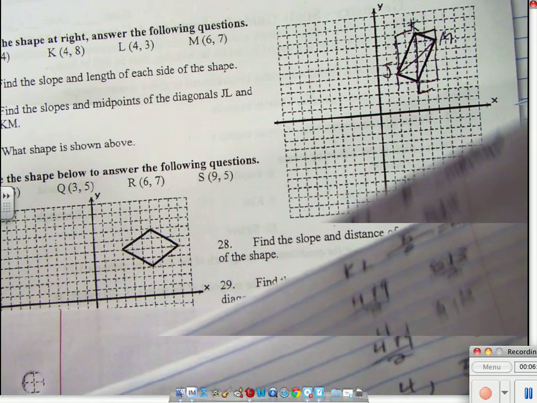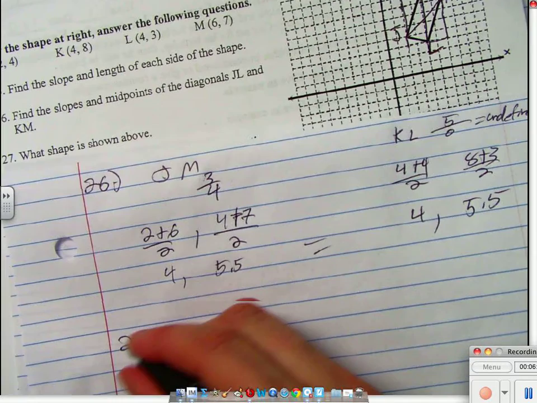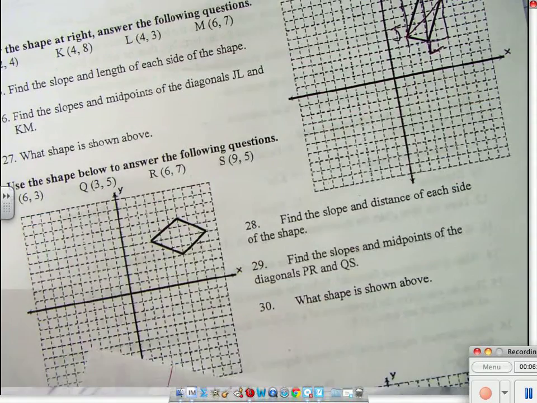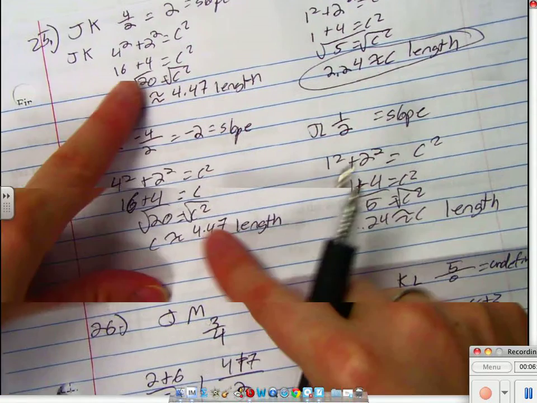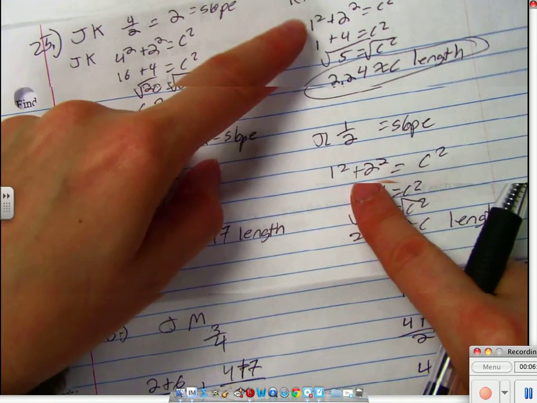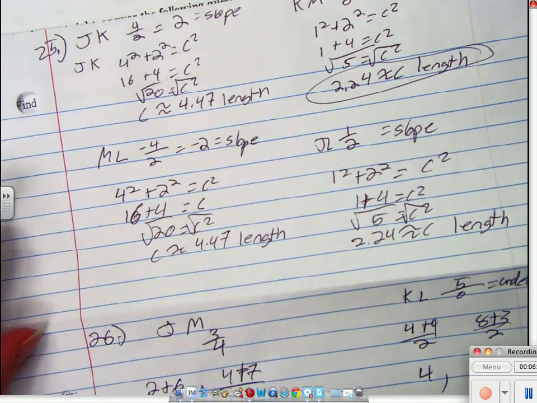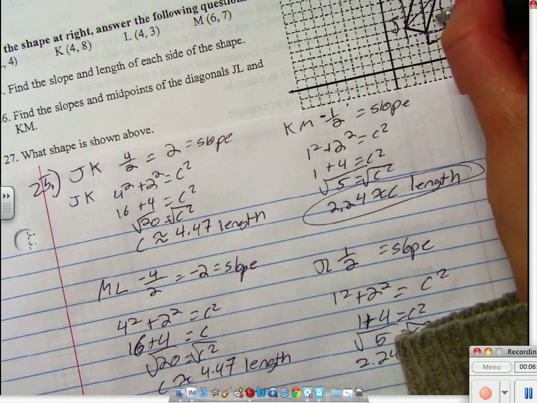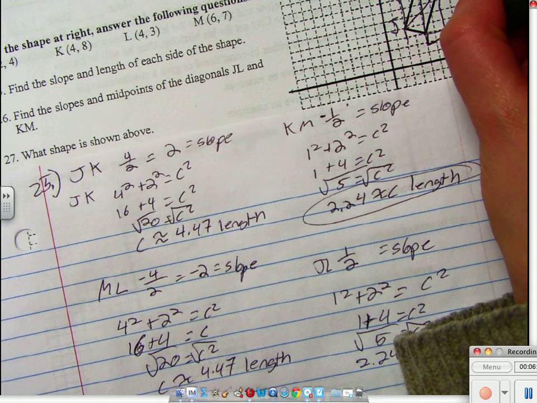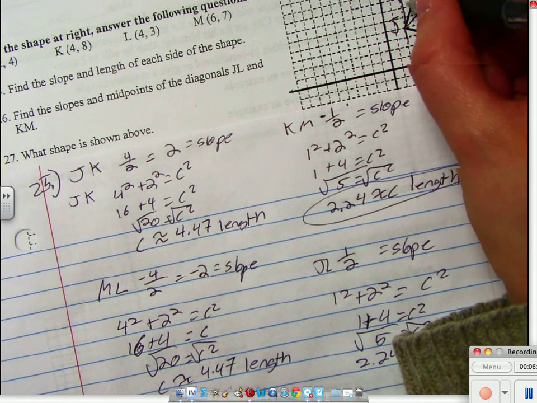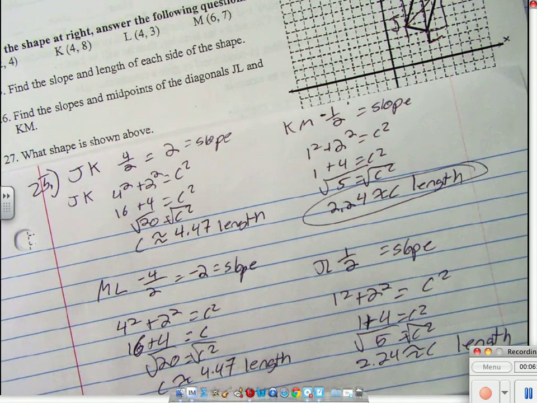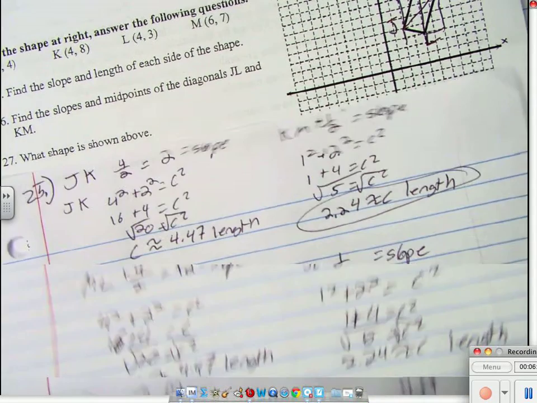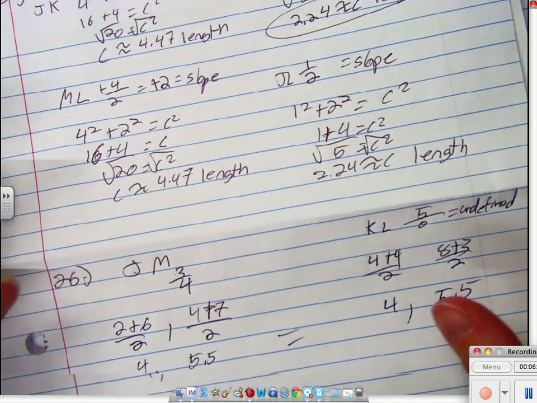Okay, that's number 26. Okay, number 27, what shape is shown then? If opposite sides have the same length and slope, and opposite slopes are the same, they end up being the same, don't they? All right, let's look. M to L, we went down and over, down and up. Yeah, these are supposed to be positive. There we go. They have the same slopes, and they have this, yes, ma'am? For number 26, yes.